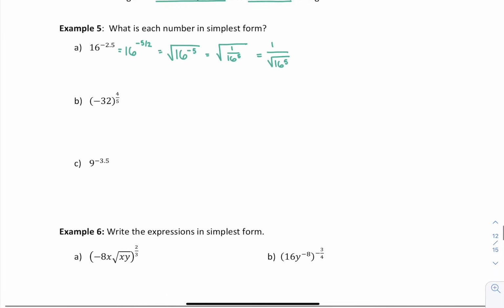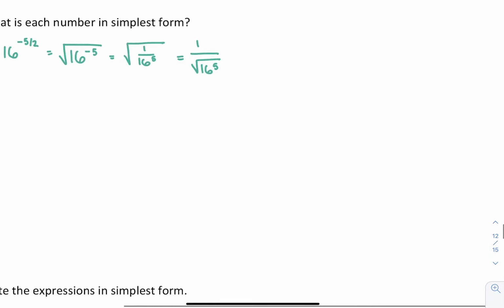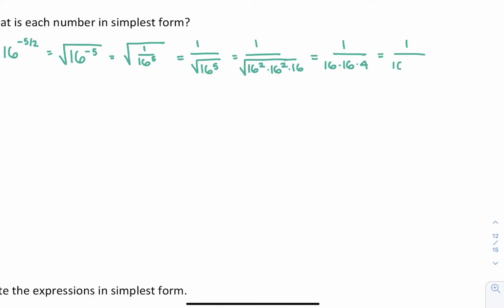Now, what I can do is rewrite this into something that's easier to take the square root of. I could say 16 squared times 16 squared times 16, which is 1 over 16 times 16 times the square root of 16, which is 4, which is 1 over 1,024 if you do it out.